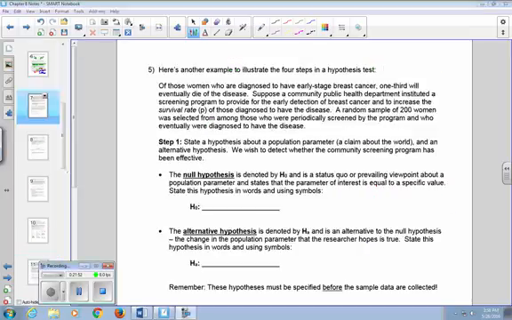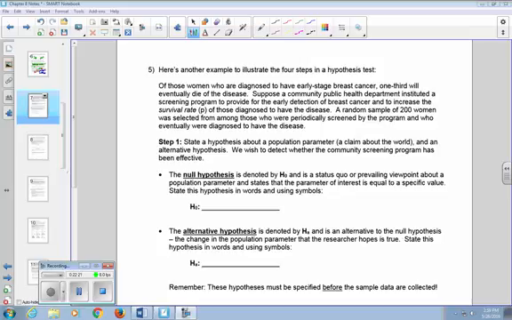Okay, here's one more example to illustrate the 4 steps in the hypothesis test. So of those women who are diagnosed to have early stage breast cancer, 1/3 will eventually die of the disease. Suppose a community public health department instituted a screening program to provide for the early detection of breast cancer and to increase the survival rate P of those diagnosed to have the disease. A random sample of 200 women was selected from among those who were periodically screened by the program and who eventually were diagnosed to have the disease.